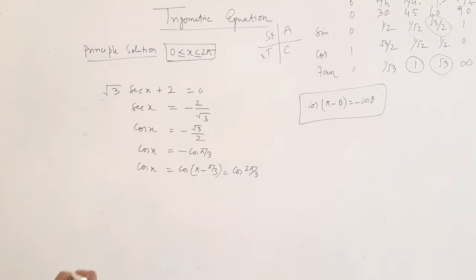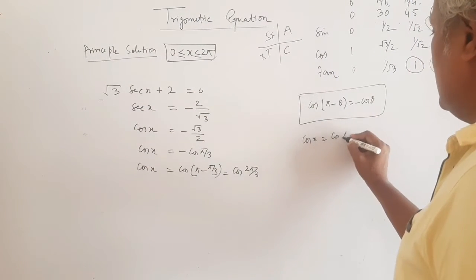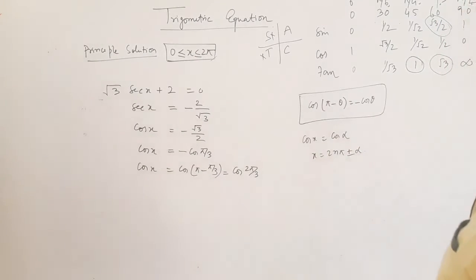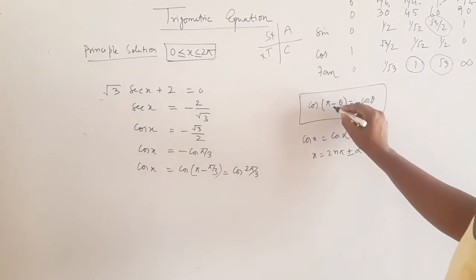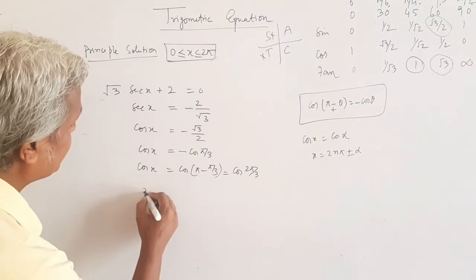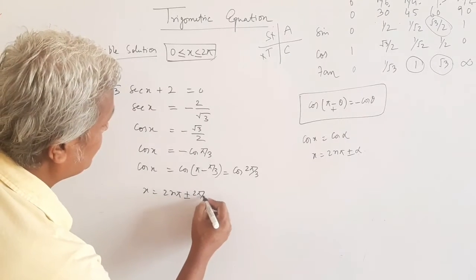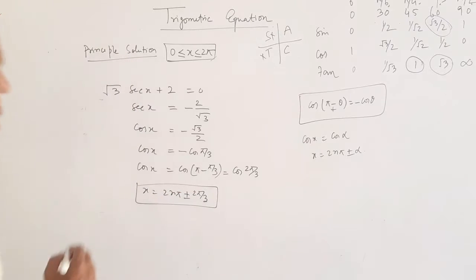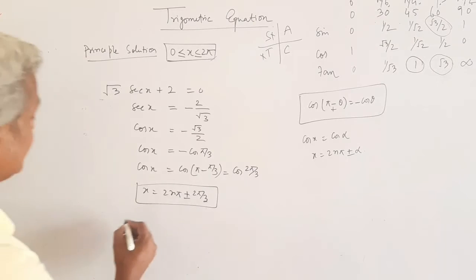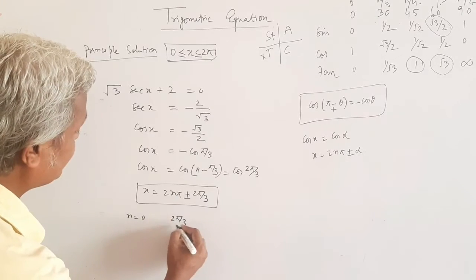Now our formula says, if cos x is cos alpha, then x is 2n pi plus minus alpha, and this plus minus is coming only because here also it is the same thing. Therefore x will become 2n pi plus minus 2 pi by 3. This is actually the expression for the general solution, but since we are asked to find out the principal solution, we will simply put the value of n as 0. So you get the first answer is 2 pi by 3.